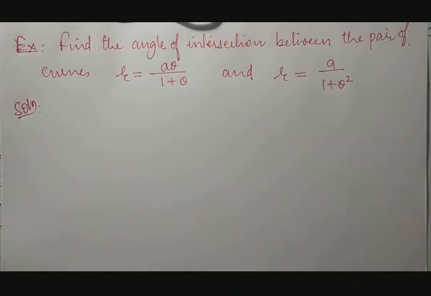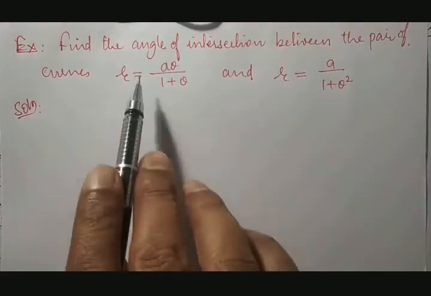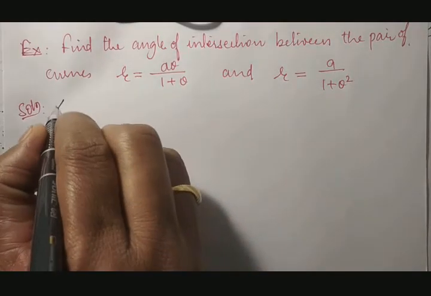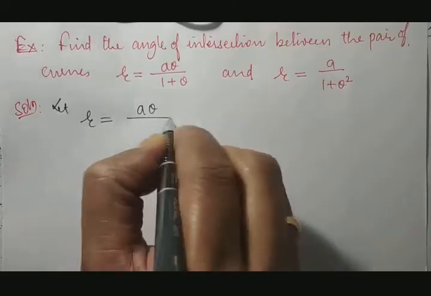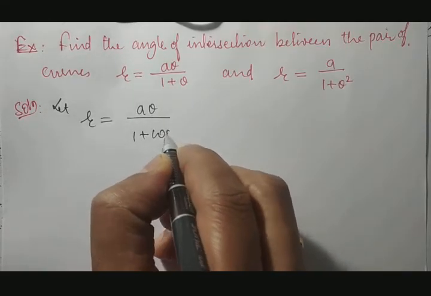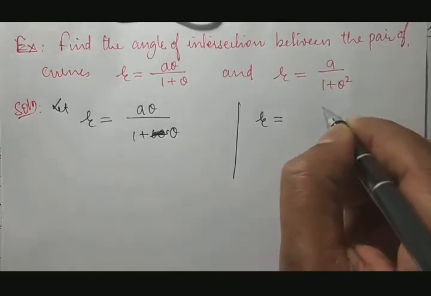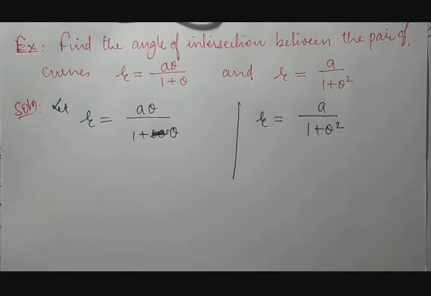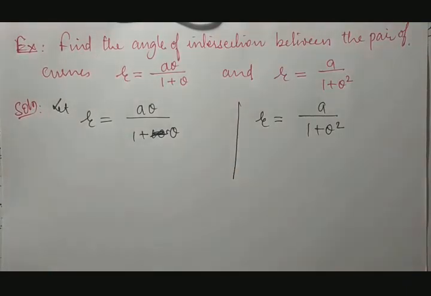In this session, we are going to solve a unique example of finding the angle of intersection between two curves. Both the curves are polar curves. So first, let us consider the given curves: r is equal to a theta divided by 1 plus theta, and the other one is r is equal to a divided by 1 plus theta square. Since these are polar curves, apply log on both sides.